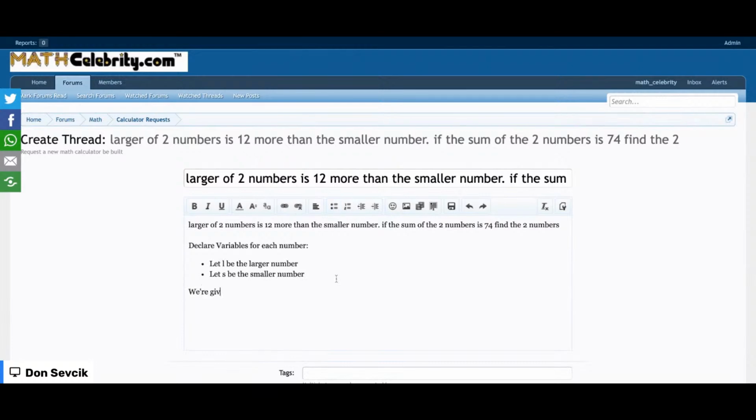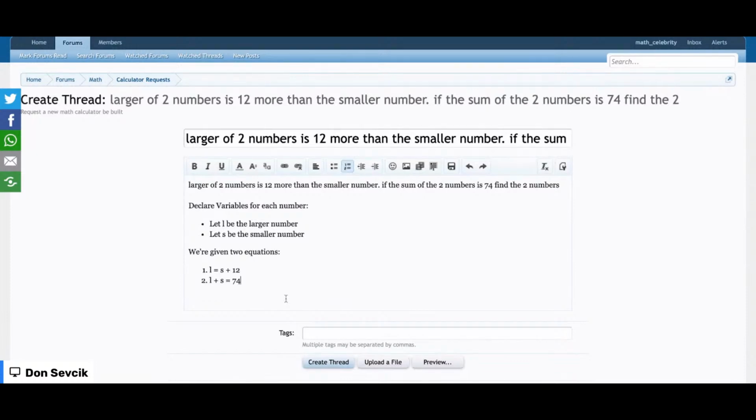Great. We're given 2 equations. Equation 1 says the larger number equals 12 more than the smaller number. More than means we add. And the second equation, if the sum of the 2 numbers is 74, sum means we add: S plus L equals 74. Okay.